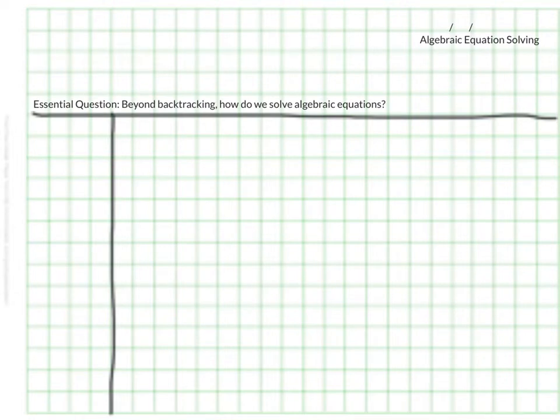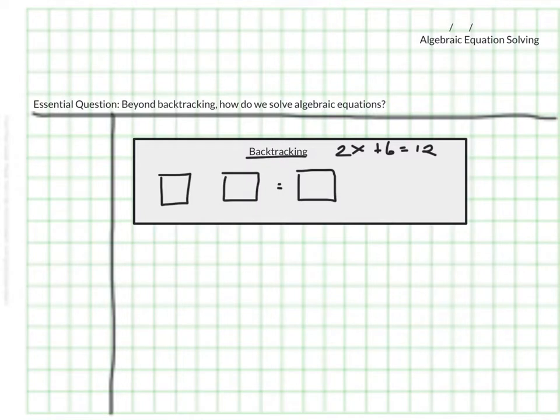The essential question for the video is, beyond backtracking, how do we solve algebraic equations? So in the past, most of us have used backtracking to solve algebraic equations, and it looks like this. We would start with an equation such as 2x plus 6 equals 12. And we'd fill in our boxes.